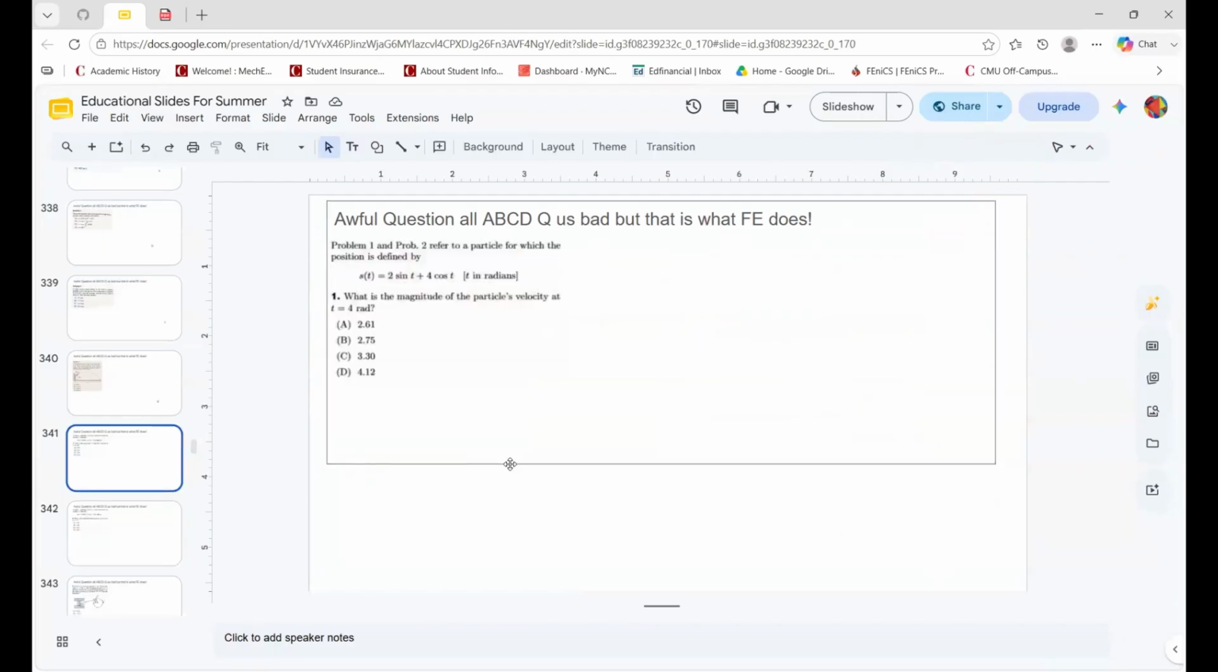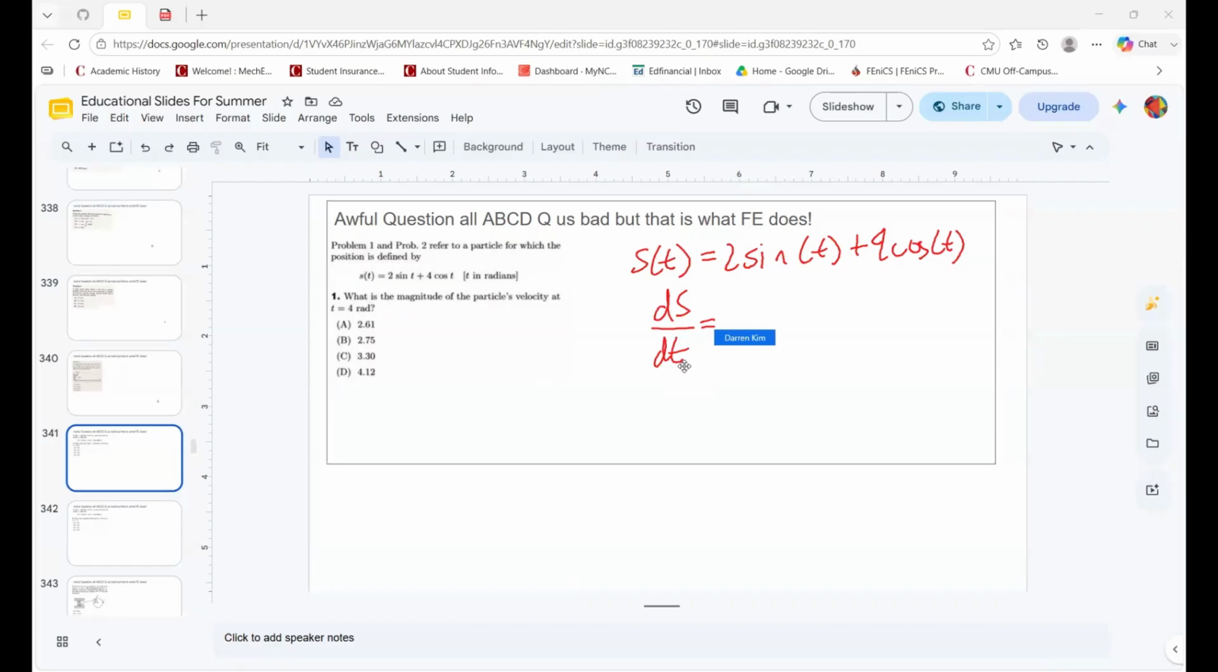Refer to the particle in which the position is defined by this. What is the magnitude of particle velocity at 4 radians per second? So again, this is s of t, which is equal to 2 sine t plus 4 cosine t. Then you take a derivative of that, and you evaluate this at t equal to 4 radians. You have to do the derivative of that, which is, let's just do it: 2 cosine t minus 4 sine t.